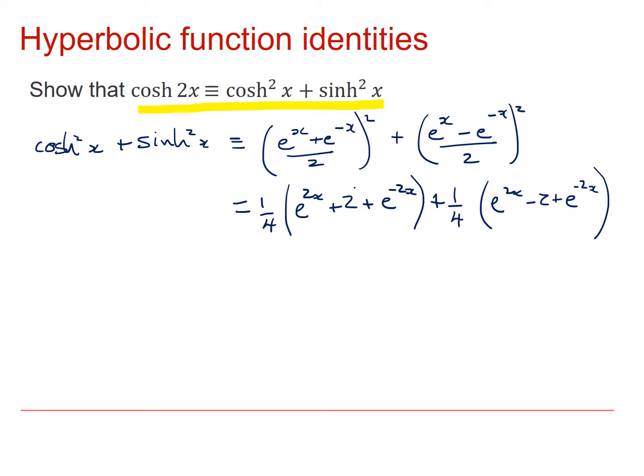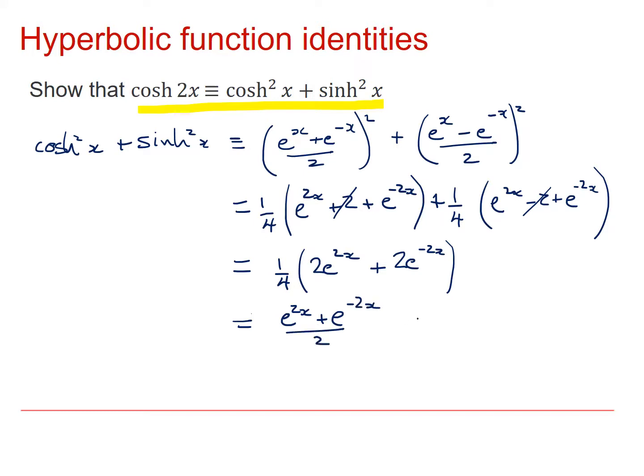And this time I think you can see it's the 2's that are going to cancel and the others that are going to double up, so I'm going to get a quarter of 2e to the 2x plus 2e to the minus 2x, and this is just e to the 2x plus e to the minus 2x all over 2, which is just cosh 2x. And again, I want to think about cos squared x minus sin squared x, which is cos 2x. So a similar identity back in trig functions, the only difference being, again, a change of sign in the middle, plus and minus.